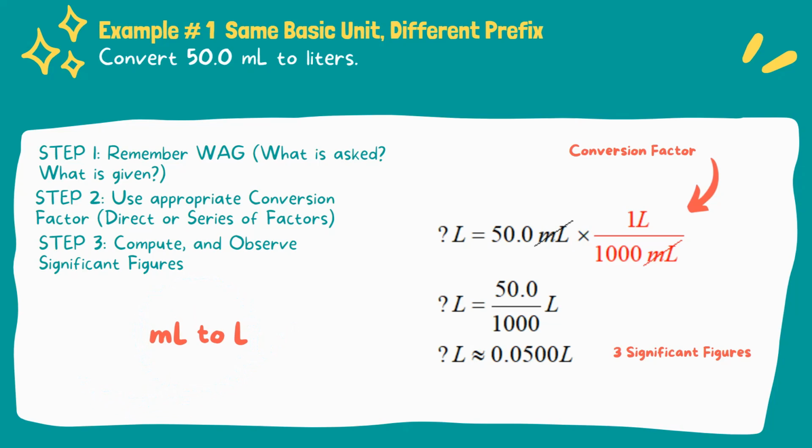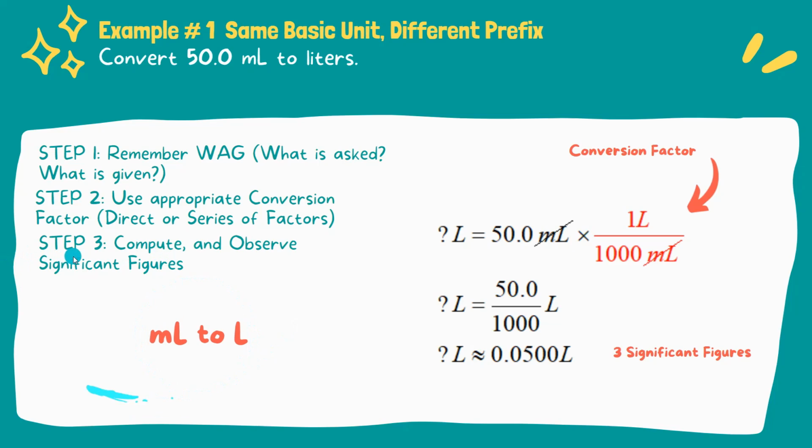Ano yung hinihingi sa problem, ano yung binigay sa problem. So the direction of resolution is from milliliters to liters. Step 2, use appropriate conversion factor. Ano nga ba yung relation ng milliliters at liters? So in 1 liter, we can use this conversion factor that in 1 liter, there is 1,000 milliliters.